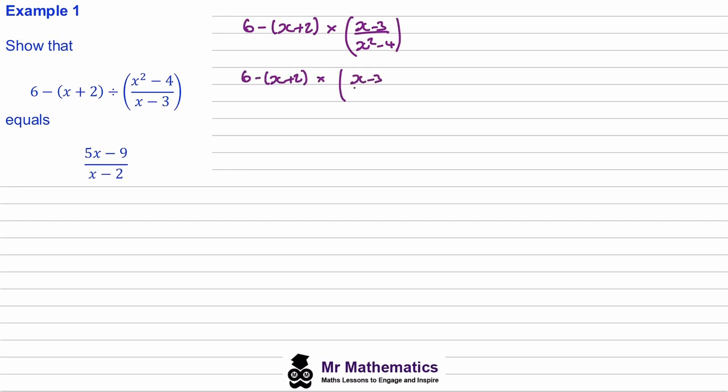So this becomes x minus 3 over x plus 2 multiplied by x minus 2. And now this multiplication of x plus 2 will cancel with this division of x plus 2. They'll cancel because the same thing divided by itself will make 1.